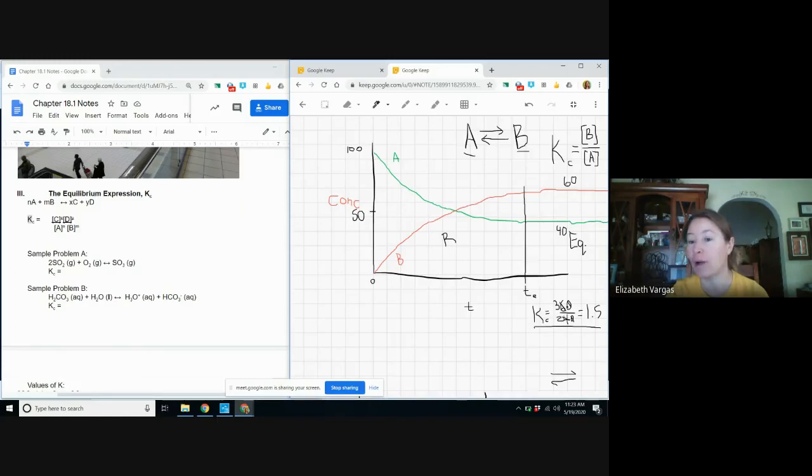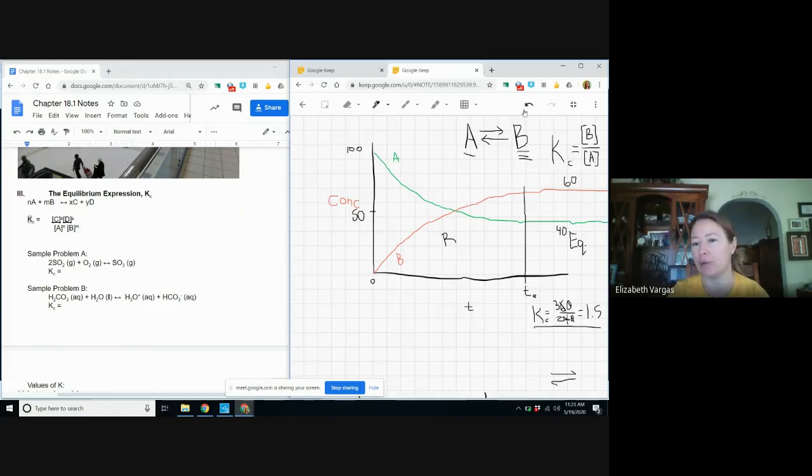So if I got 1, if it was 50-50, 1, that would tell me they're equal. That basically never happens. So it's almost never equal amounts. The products are usually bigger, or the reactants are usually bigger. And that tells us which side is favored. So this 1.5 means I have more product. So the product side is favored for this reaction.